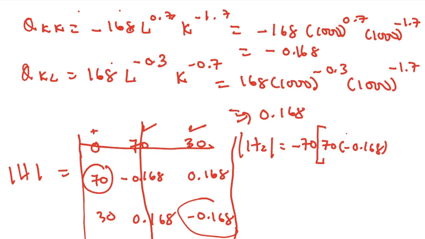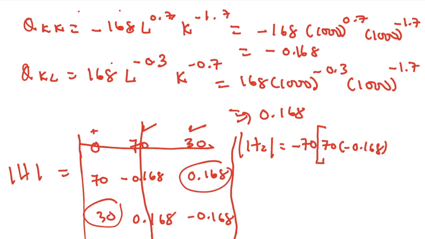Clear? After that, let me erase this. You take this one and this one. Can you see? What should I do? Put minus here. Put minus, then I have 30 times 0.168. Can you see? Then I close the bracket so that the whole thing in the square bracket here is multiplied by minus 70. So we are done with that. Now, let me erase this mess.